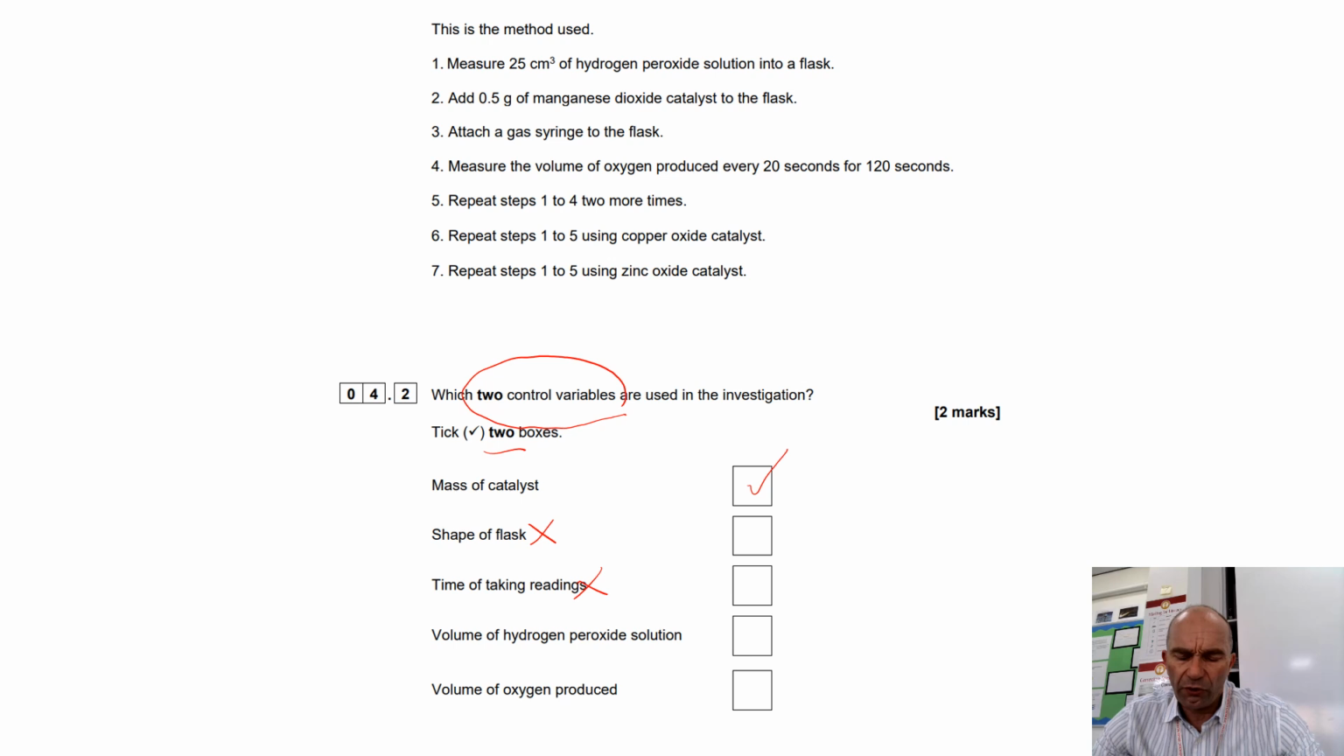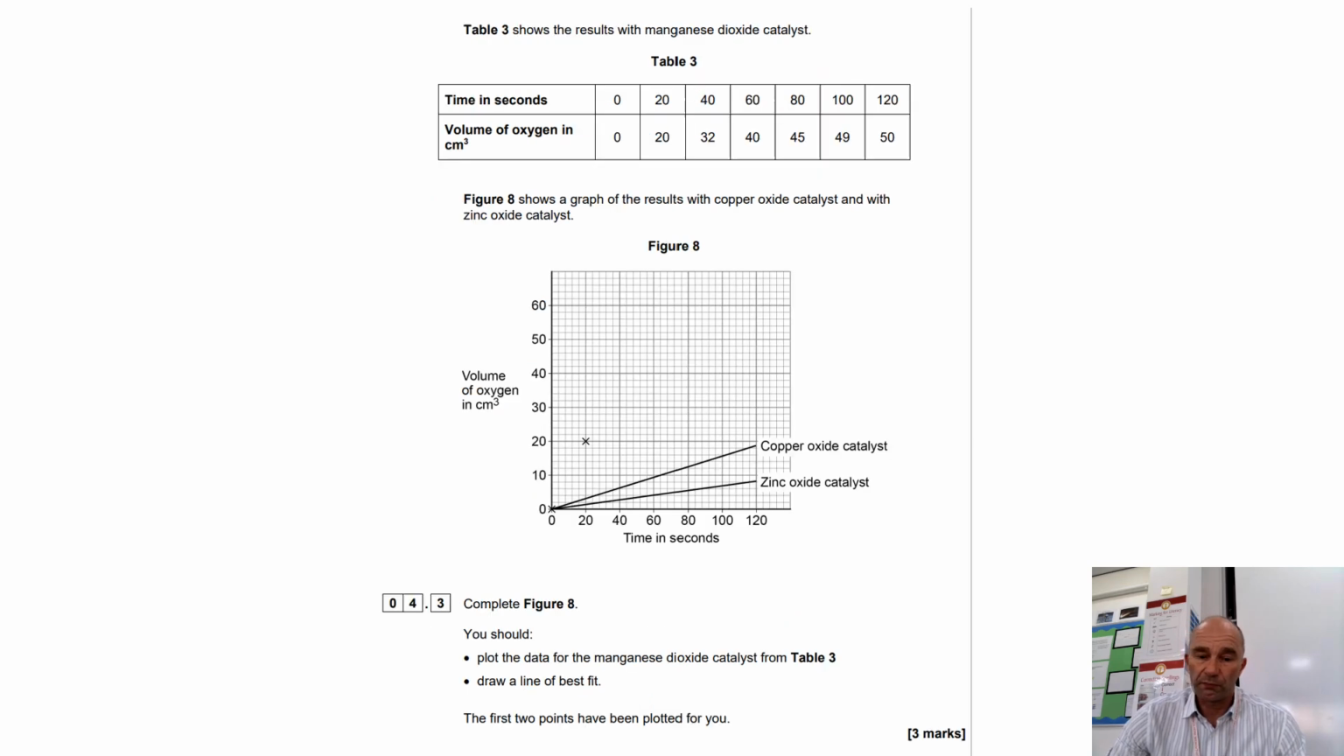Volume of hydrogen peroxide solution used. Well, we'd be using the same concentration of hydrogen peroxide solution, we'd also be using the same volume. Volume of oxygen produced, well, obviously that's what we're measuring, so that would be our dependent variable, so that's not right. So we have our 2 correct answers there, and it's 2 marks. Right, question 4.3. Now this is worth 3 marks. These kind of questions should be almost guaranteed marks.